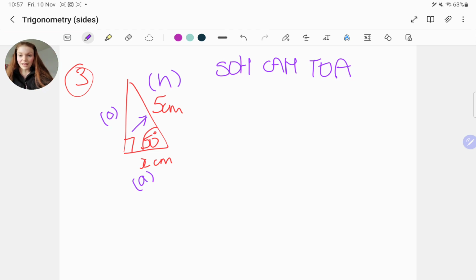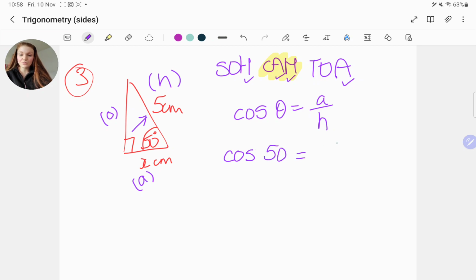Now let's take off what we have. So we have H. We want to find A. So the only one we can use is cosine, okay? Write your formula. Cos theta equals A over H. Okay, so all the hard part and all the thinking is done. All we're going to do now is substitute in our numbers. So cos the angle 50 equals A, which is X, over H, okay?